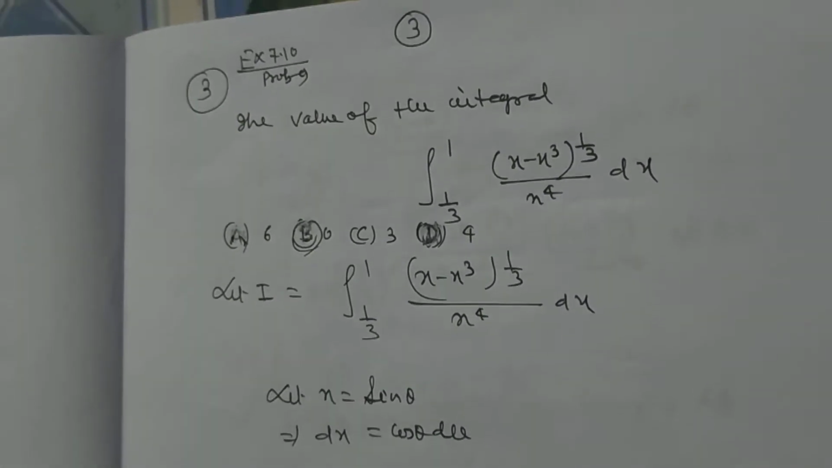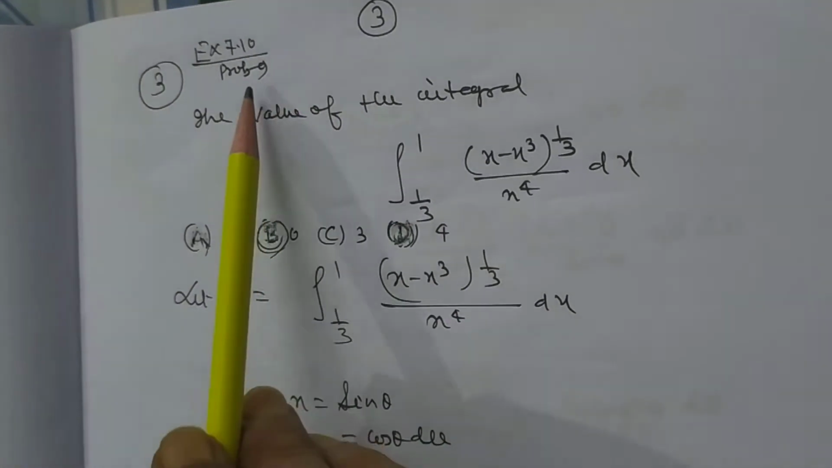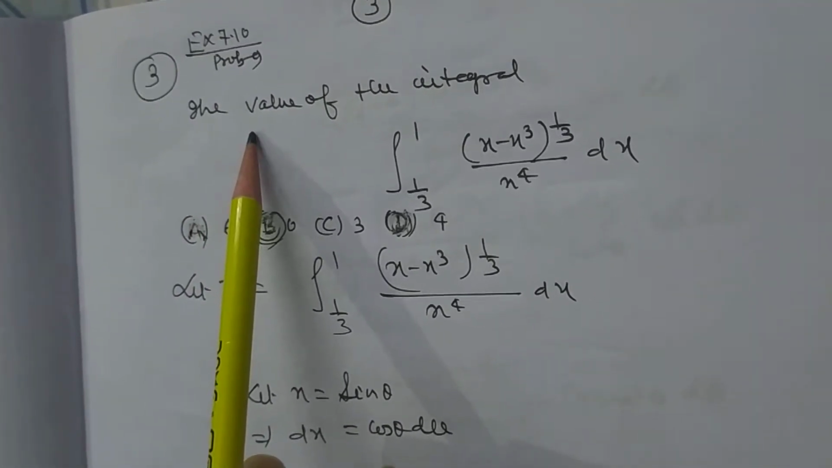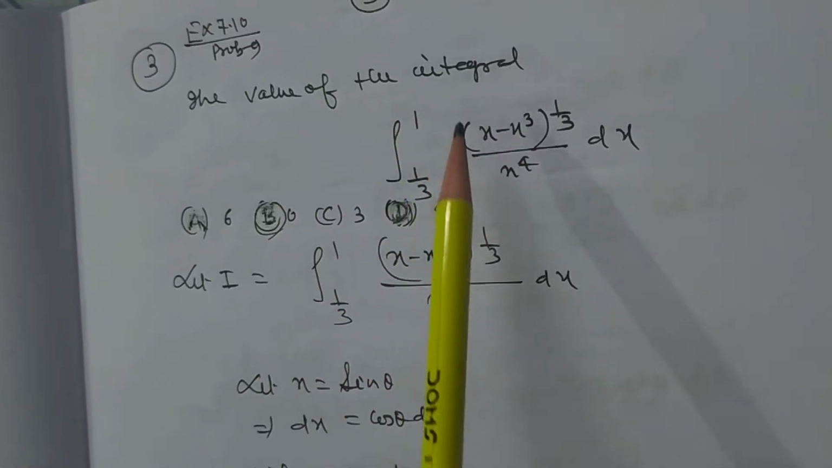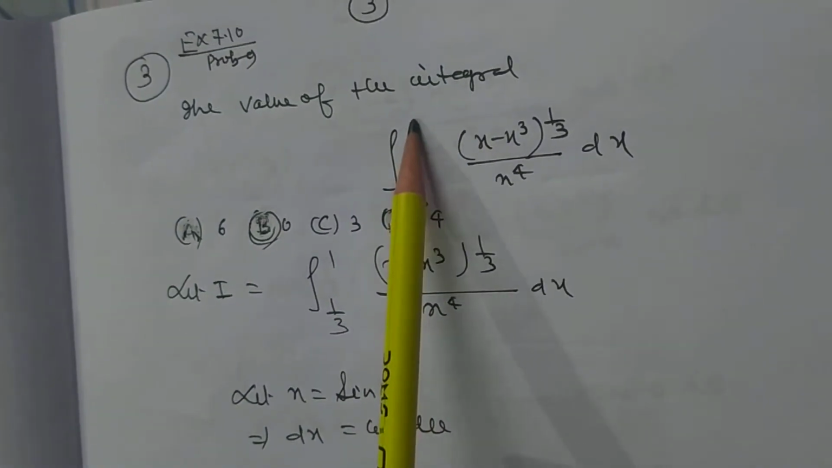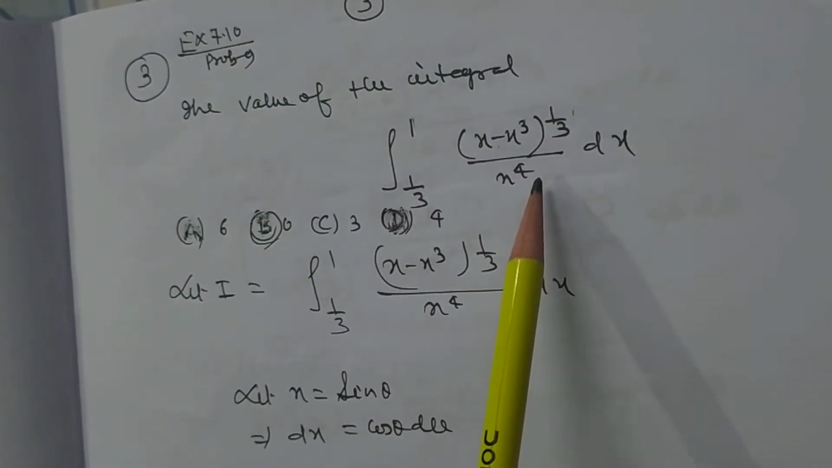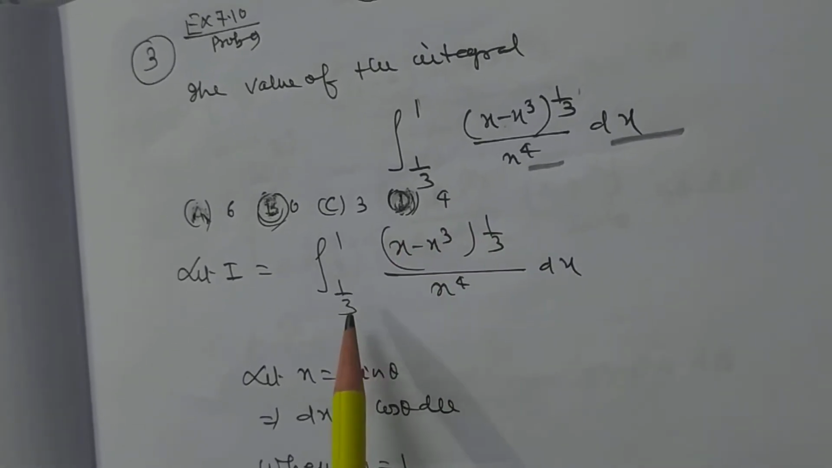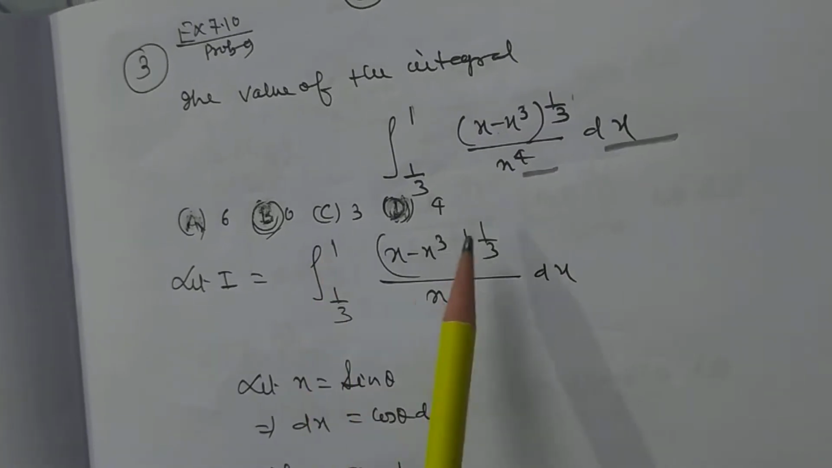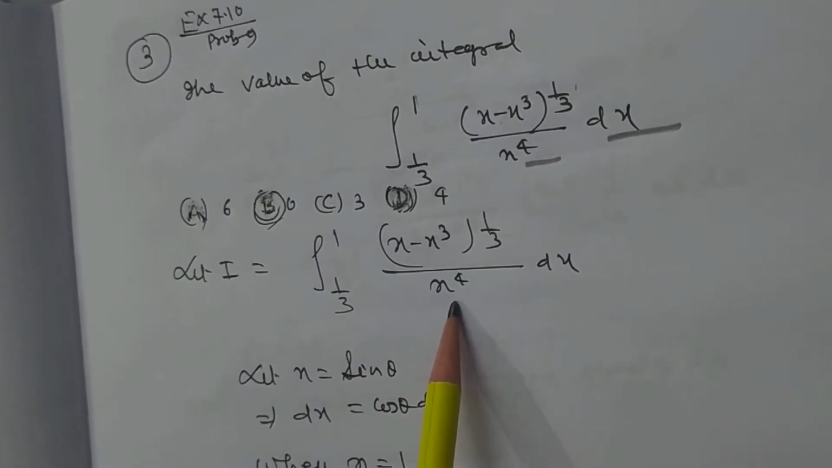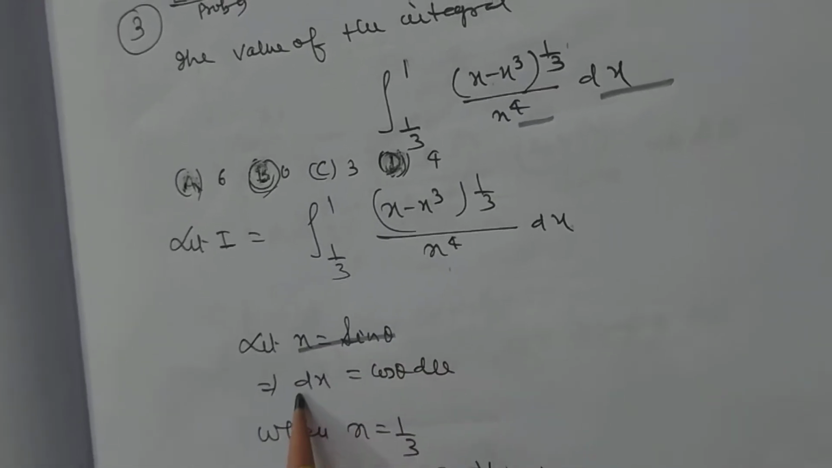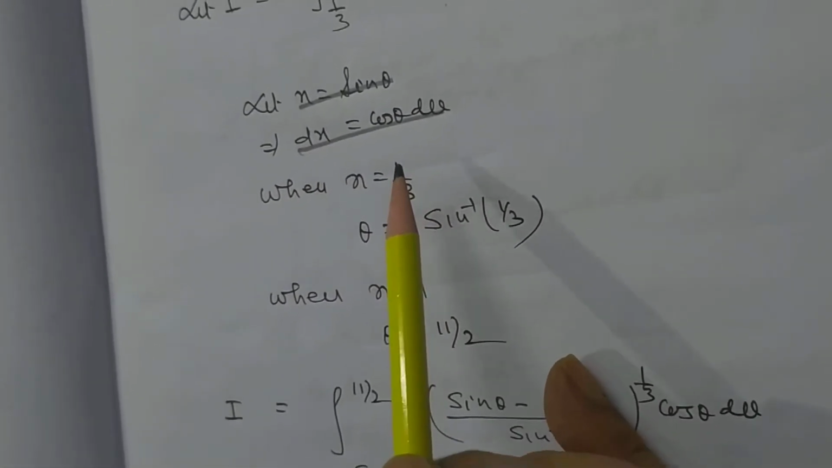So my dear student, now I want to discuss a very important and lengthy problem. The value of the integral from 1 by 3 to 1 of x minus x cube to the power 1 by 3 over x to the power 4 dx. Put x equal to sin theta. So dx is equal to cos theta d theta.